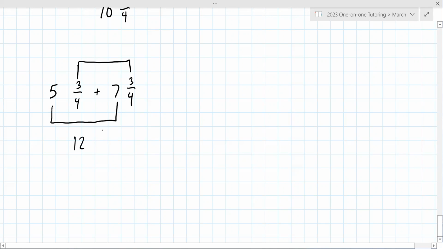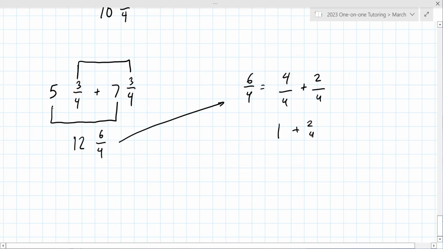6 over 4. Okay, now this is where we're going to take 6/4, come off to the side and rewrite it. So 6 is really 4 and 2, or 4 plus 2, right? Yeah. What goes on the bottom? 4s, 2 4s. Now what is 4 divided by 4? 4 divided by 4 is 1. Okay, so now we're coming back. Instead of the 6/4, we're going to write 12 plus 1 plus 2/4.